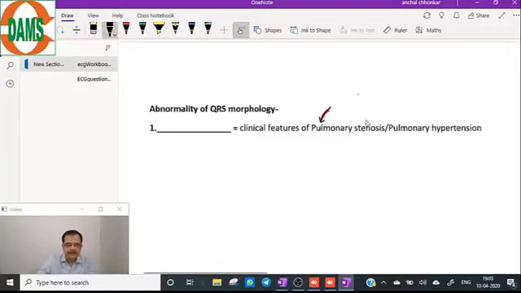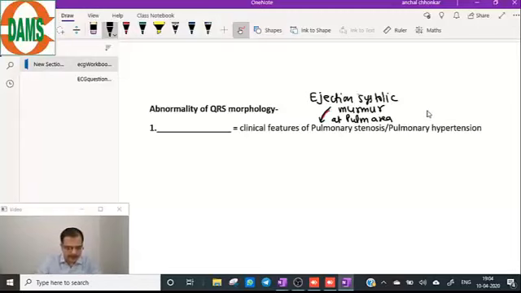an ejection systolic murmur at the pulmonary area. So make it pulmonary stenosis, as well as features of pulmonary hypertension.